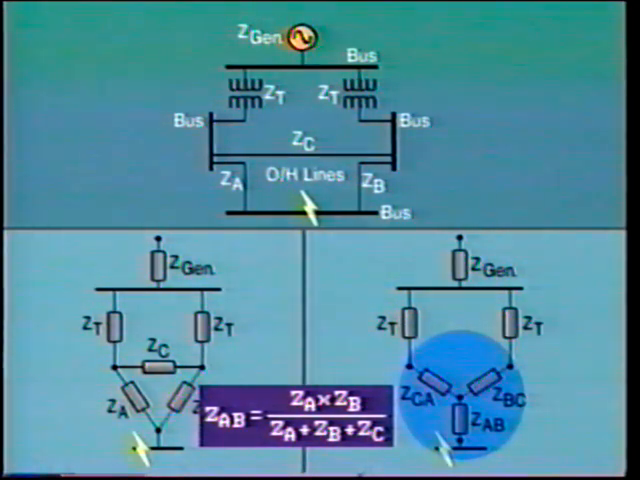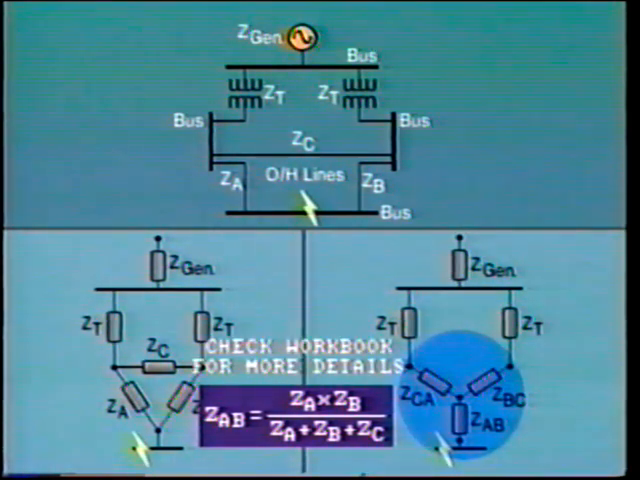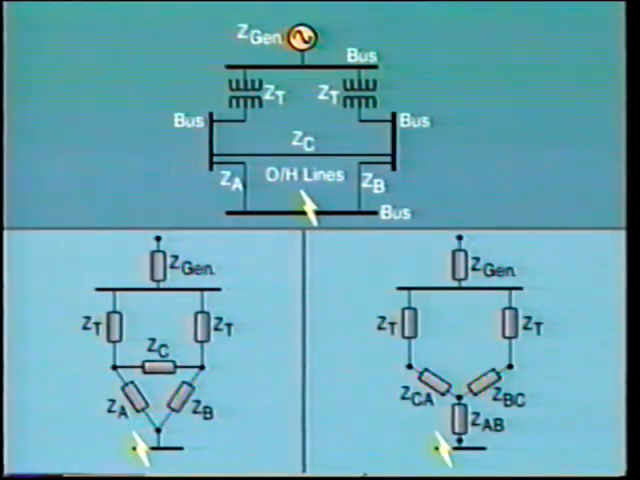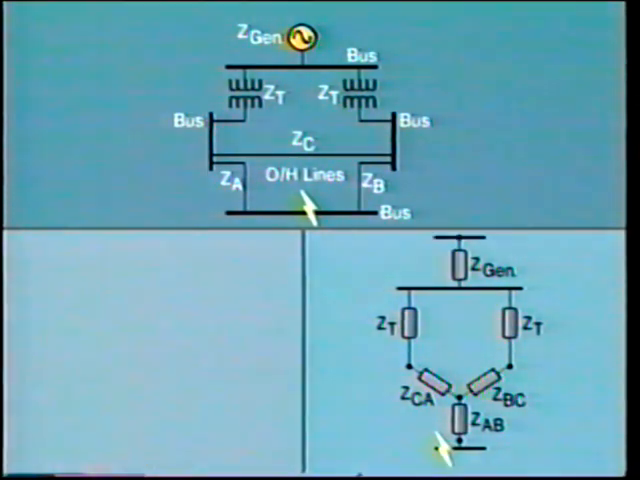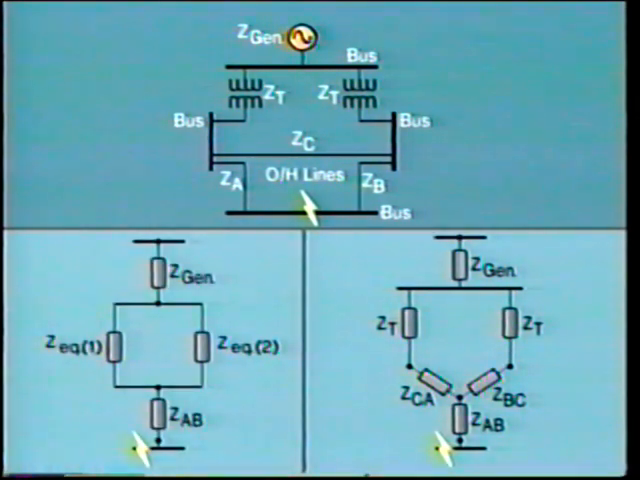ZAB equals ZA times ZB over ZA plus ZB plus ZC, and so on for the other legs. If you want to find out how we arrived at this expression, please check in your workbook, where a more detailed explanation is given. Now, having substituted the delta circuit, we can continue to simplify this equivalent circuit.